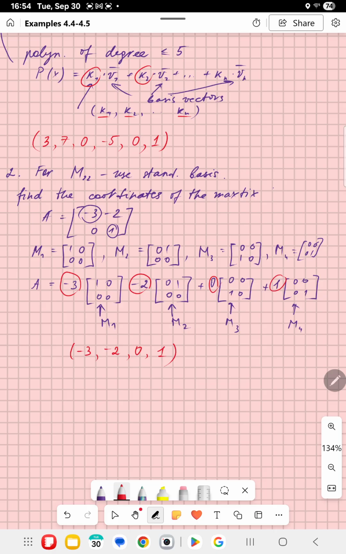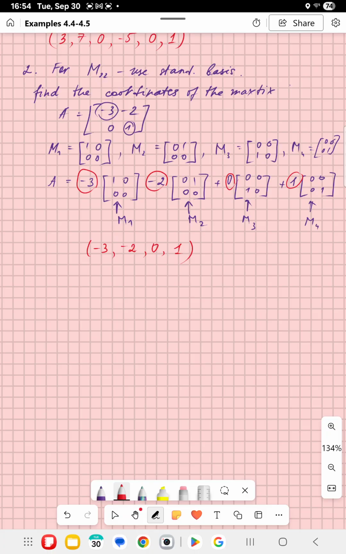Okay, this is going to be the answer. Well, now we should probably consider a slightly more complicated question. How to find the coordinates not in standard basis? What if the basis is not standard? Here we basically just look for positions, right?